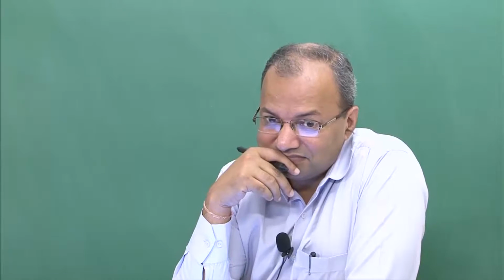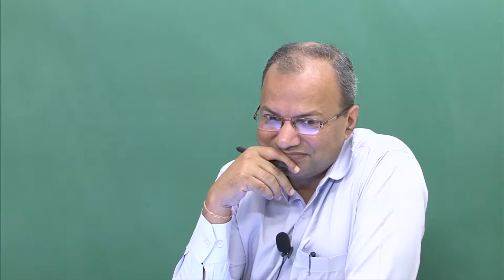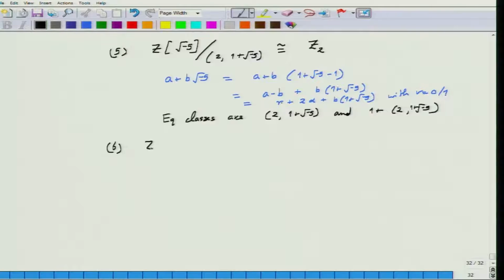So with 3 comma 1 plus square root of minus 5 we will get Z3. Let's see. Okay, let's maybe work it out with 3: 3 comma 1 plus square root of minus 5.